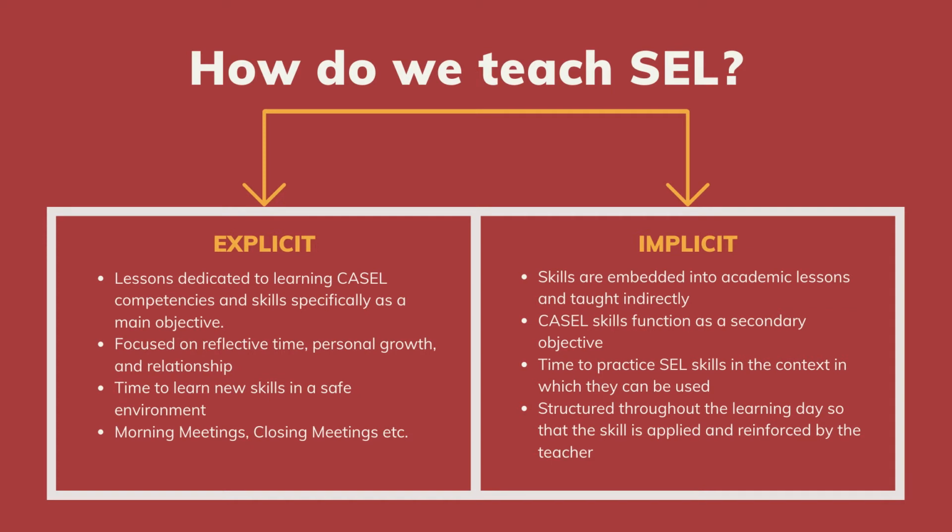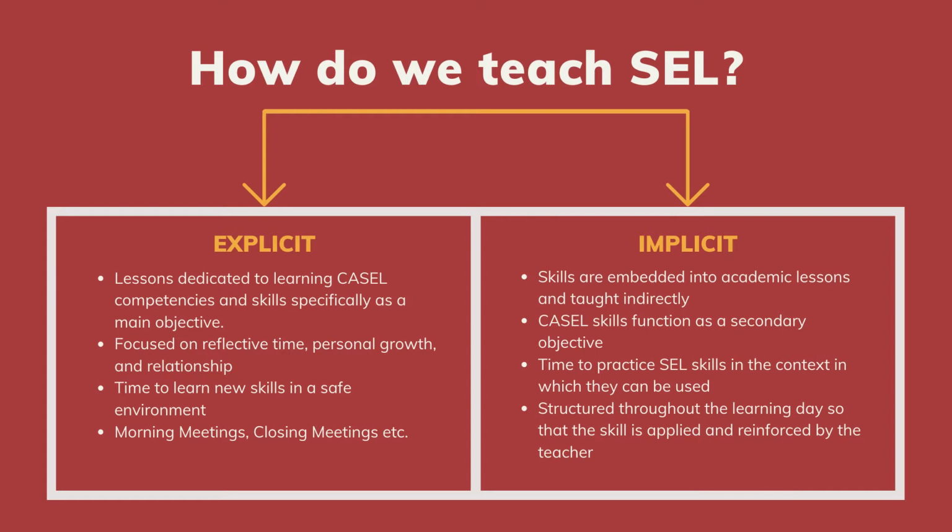When we're planning SEL instruction in the classroom, there are two ways that we can go about it. First is the explicit method, in which we're teaching lessons that are dedicated to specific SEL competencies. This is a focused time for development of new skills. In many classrooms, this kind of learning is done during morning meetings, closing meetings, or other community times during the day. In secondary settings, this can be done in a short session at the beginning of class before diving into the academic content of the day. It could also be done during advisory time. However, I would recommend both.